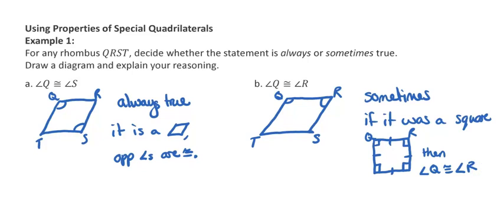But if it was just an ordinary rhombus, not a square, like if you look at this one right here, these are clearly not congruent. We have an obtuse angle here and an acute angle here. So that's why it's not always true.